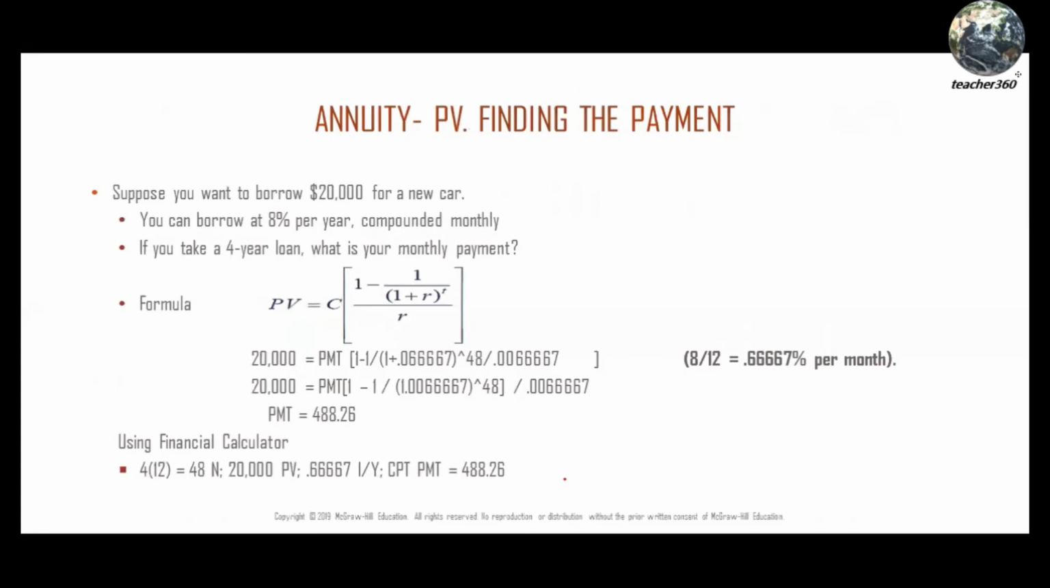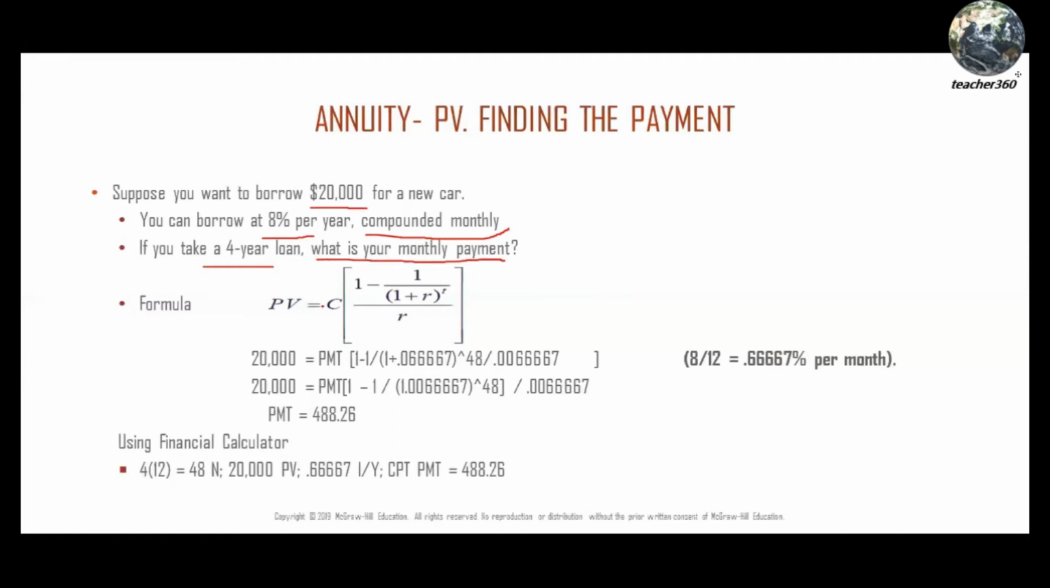Annuity present value, finding the payment. In the previous slides, we found present value. Now we'll learn how to find the annuity payment. Suppose you want to borrow $20,000 for a new car. You can borrow at 8% per year, compounded monthly. If you take a 4-year loan, what is your monthly payment?